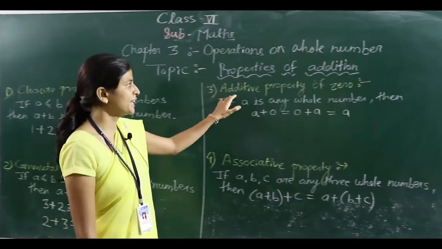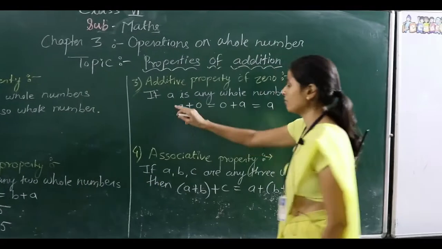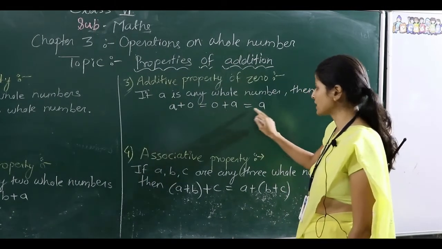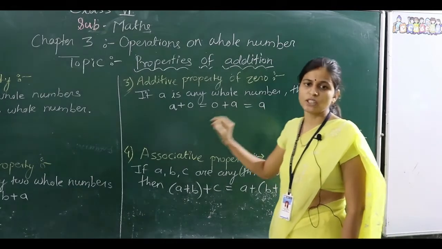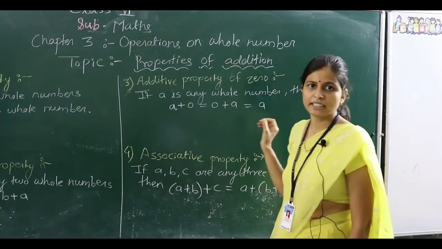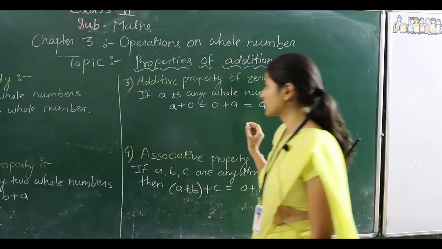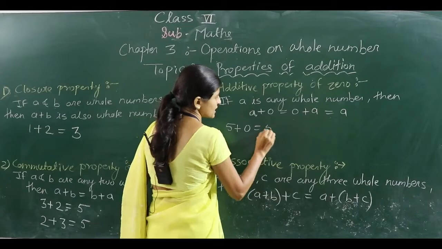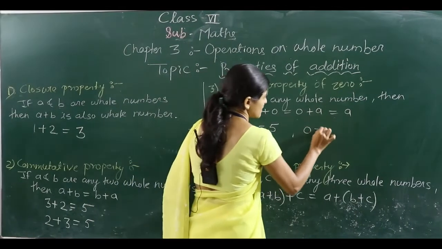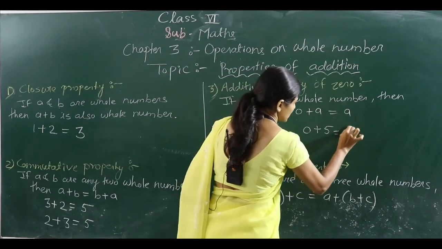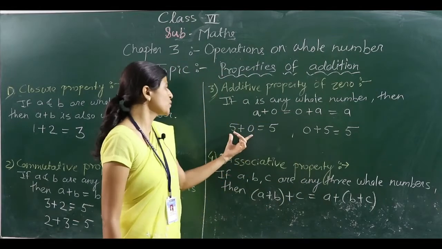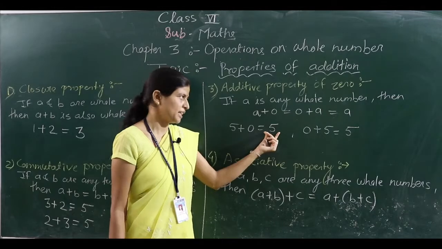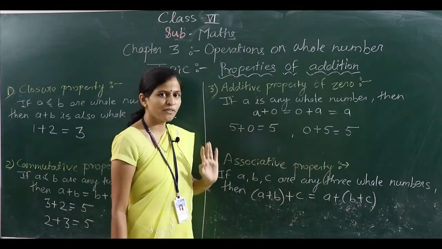Now the third one is the additive property of 0. If A is any whole number, then A plus 0 equal to 0 plus A equal to A. That means if we add 0 to any number, we get the same number as the answer. For example, if we add 0 to 5, we get the answer 5. Again 0 plus 5, we get the same number 5. So when 0 is added to any number, we get that number only. This is the additive property of 0.